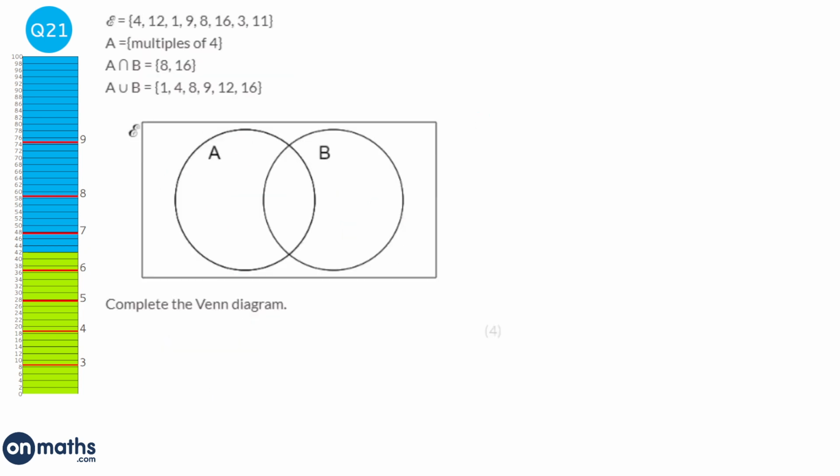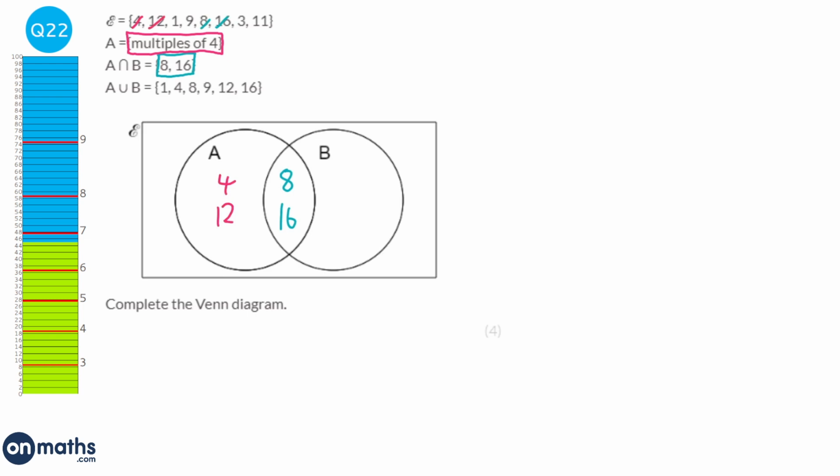We're going to start by focusing on the a and b, which is 8 and 16. So in the middle is going to be 8 and 16. The next thing we're going to focus on is the fact that a is all the multiples of 4. Now 8 and 16 have both already been taken because they're in the middle. So the remaining multiples of 4 are the 4 there and the 12 there.